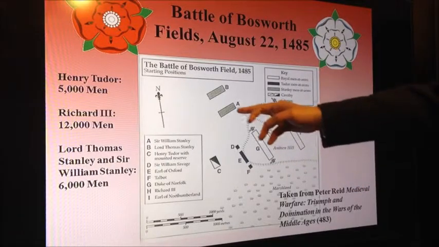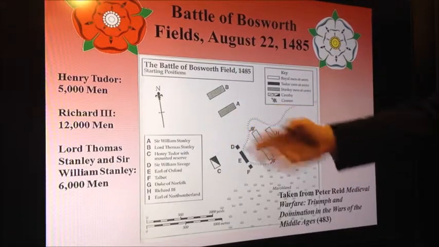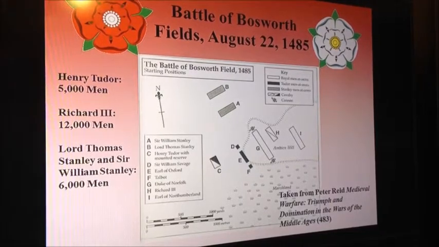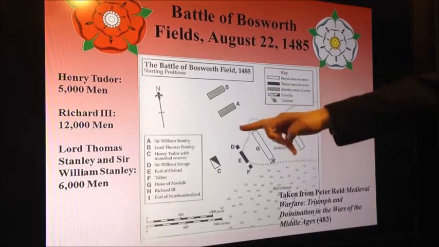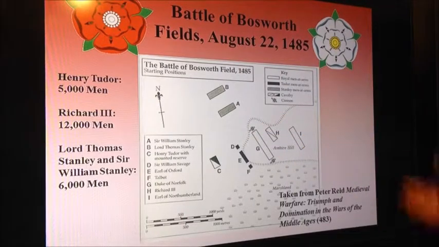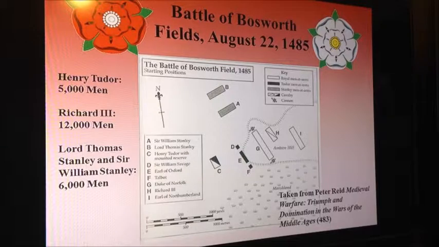So Richard's men go up here, meet Henry's men, and they start fighting, and Henry's men are getting decimated. It is at this moment that William Stanley decides to attack Richard in the flank, which is on the side, and wipes out Richard's men. Richard falls off his horse, continues fighting on the ground, and this is where the famous quote, "My kingdom for a horse," that is in William Shakespeare's Richard III, is supposed to take place.